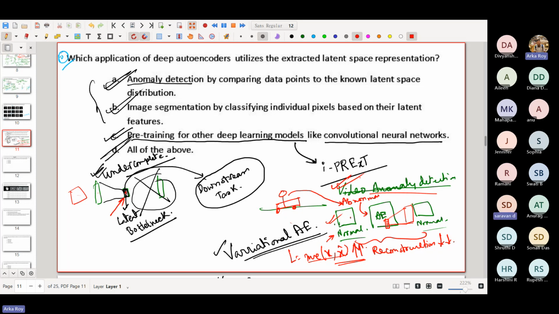You can search several papers on video anomaly detection. You can get to know that the training mechanism is this particular one only.